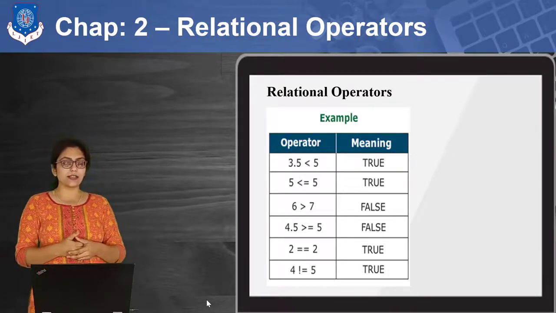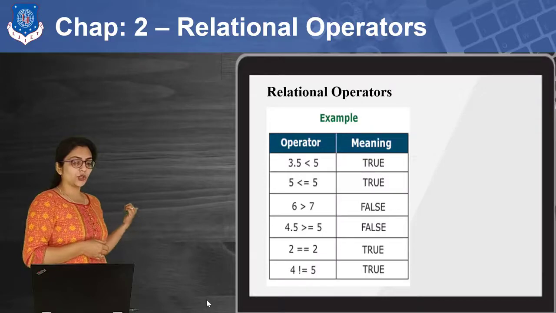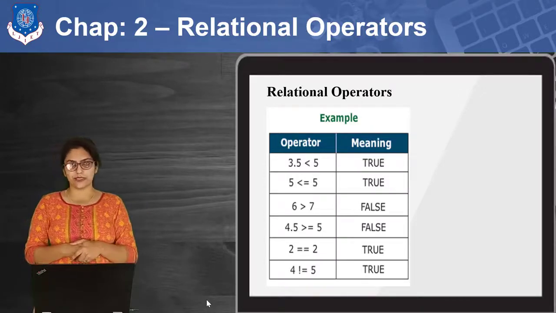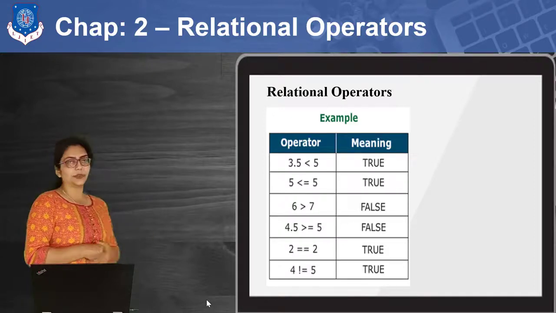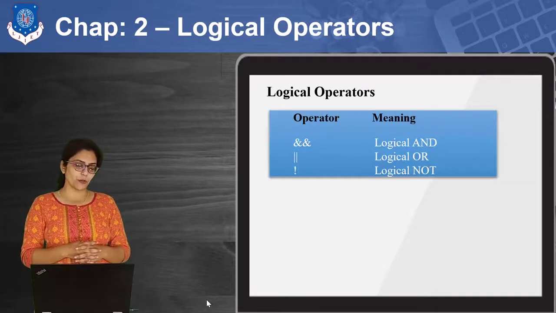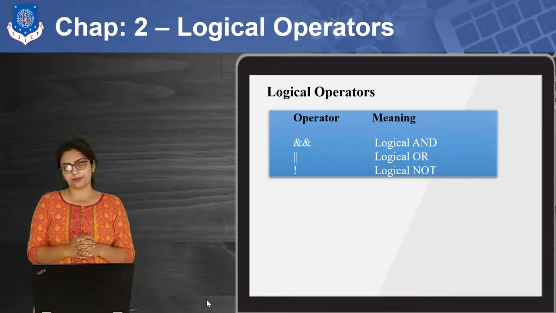Then 6 is greater than 7, which is a false condition. So that means false, that returns 0 to our system. So you may consider this example for relational operators. Now then after, I am going to talk about the logical operators.